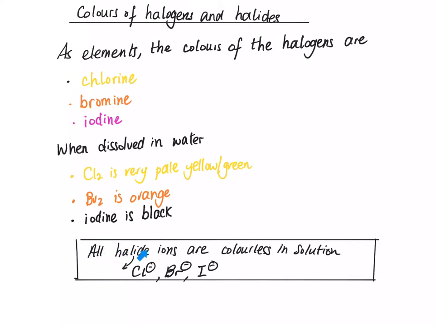However, halide ions, so chloride, bromide and iodide, are colourless in solution. So if you have a solution of sodium chloride, salt water, it has no colour. And the reason it has no colour is because the sodium ion, Na+, is colourless, and the chloride ion, Cl-, is also colourless.